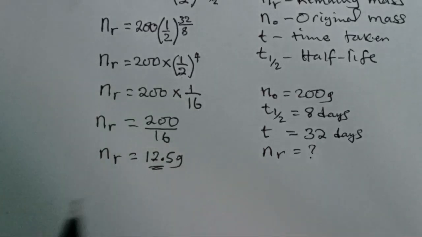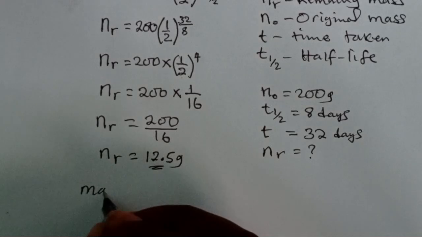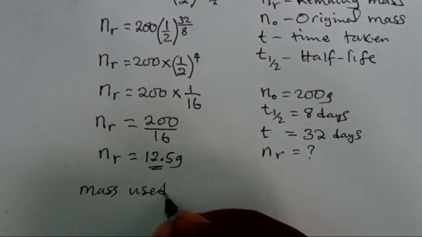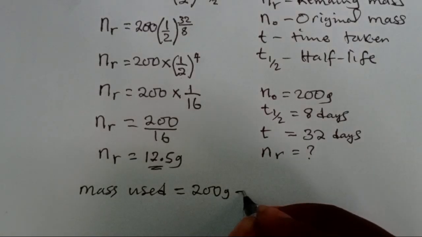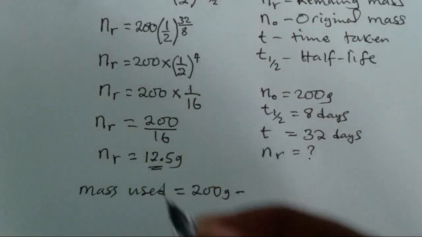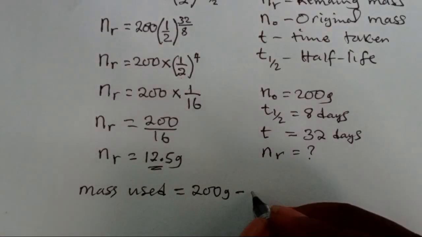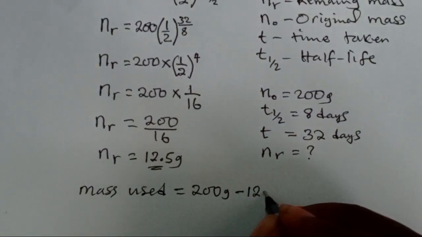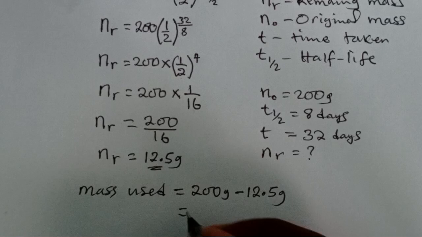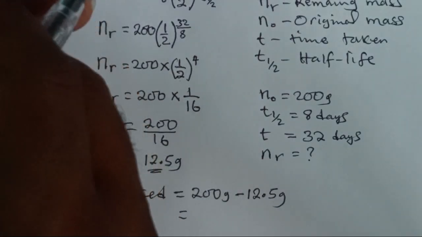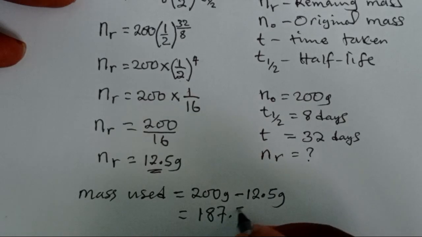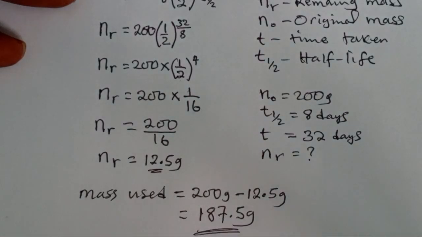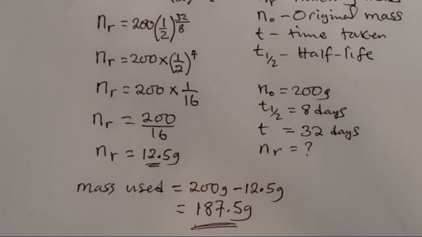But now the question is asking for the mass that was used. So the mass that was used is equal to the original mass, 200 grams, minus the mass that remained. The mass that remained is 12.5 grams. So we have 187.5 grams. This was the mass that was used.